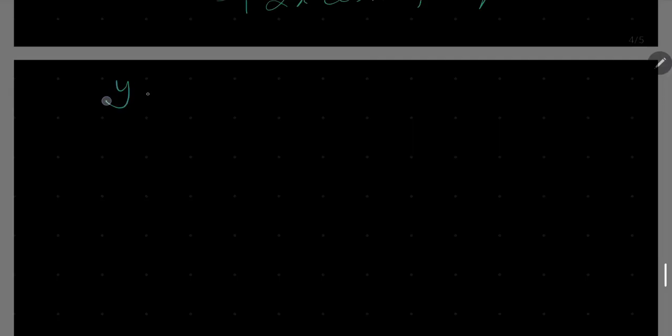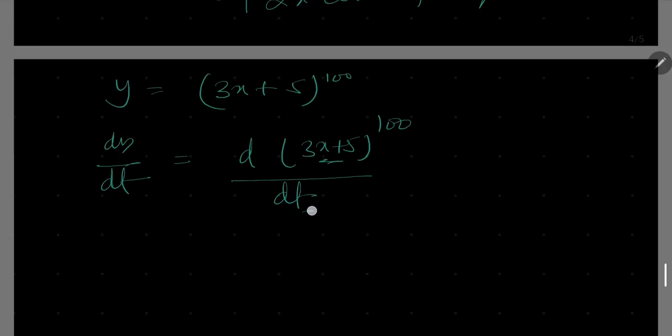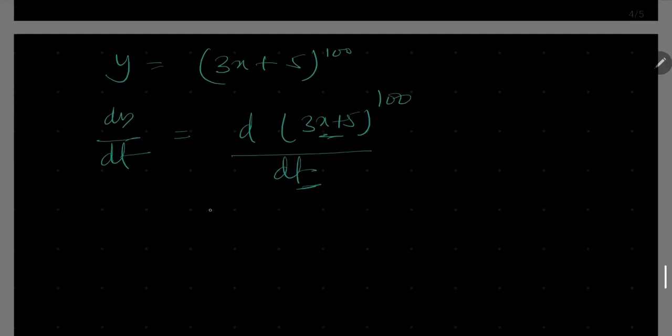Let's say y is equal to (3x + 5) raised to 100, and you have been asked to get dy by dt. Now, when you approach this, you have to write y as (3x + 5) raised to 100, then differentiate with respect to t. But you are seeing that this is x, this is t. How will you proceed? So again, apply a different approach.